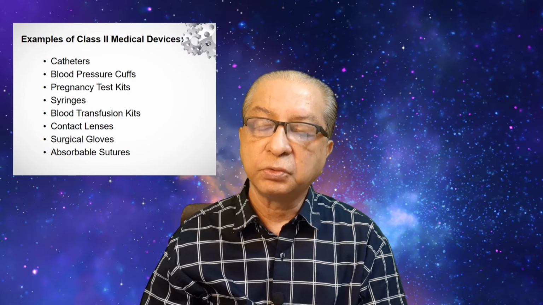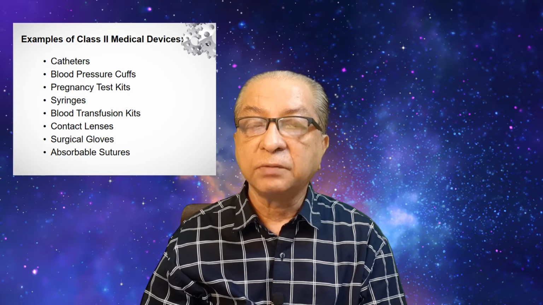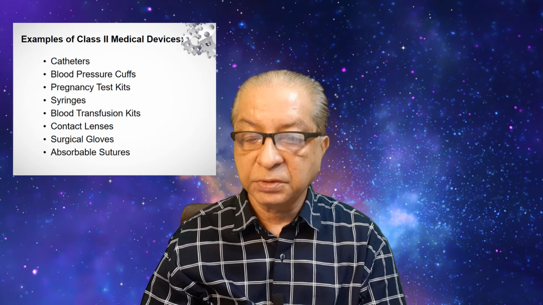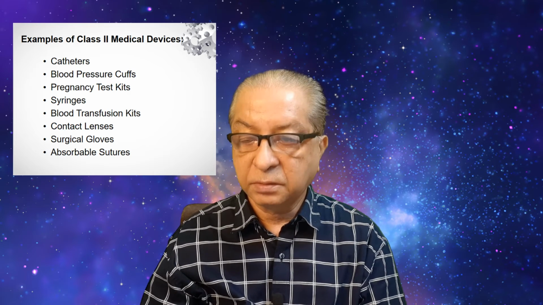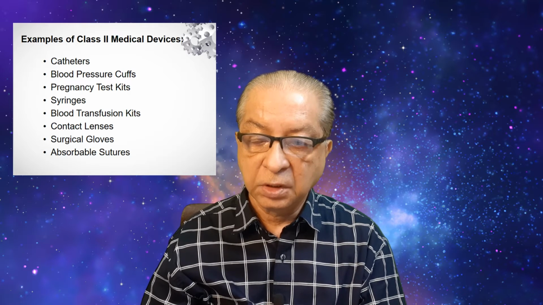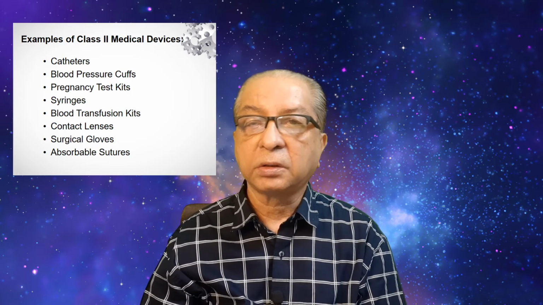Examples of Class 2 medical devices are catheters, blood pressure cuffs, pregnancy test kits, syringes, blood transfusion kits, contact lenses, surgical gloves, and absorber switches, and many of them come into direct contact with living tissue.